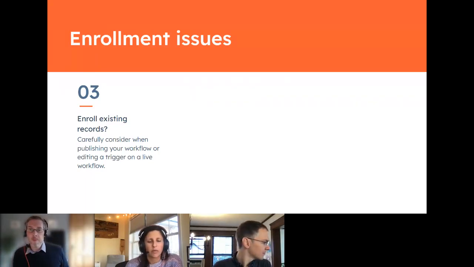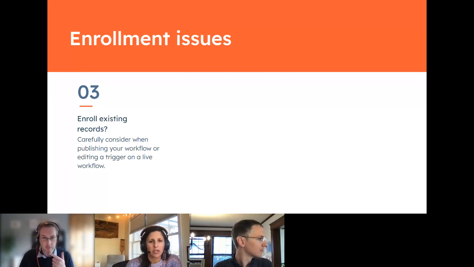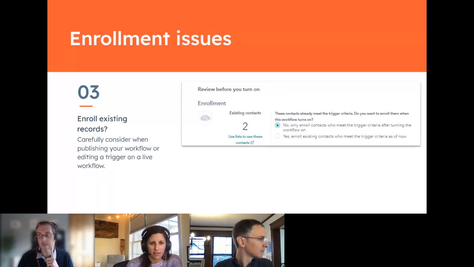Okay, continuing on with features to pay close attention to, the enroll existing option when you turn your workflow on or edit the trigger on a live workflow. The prompt that you see here is asking you to decide if all of the records in your system that have previously taken an action or met a condition that match your current trigger, should they enroll right now when you turn this workflow on?